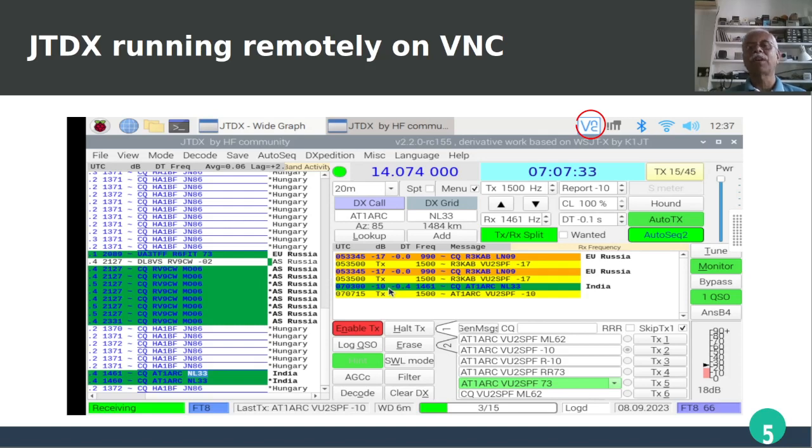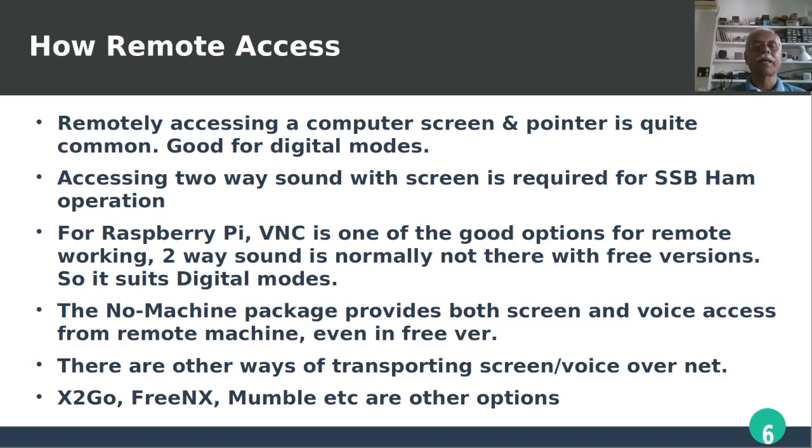This is an example where I have run the GTDX on my VUSDR, and it was being run on a mobile phone using VNC. As you can see in that red circle, RealVNC is running, which was part of the Raspberry Pi. Very commonly people use remote access on computers, like using from a different place for teaching and learning or some other purposes. It's good for digital modes.